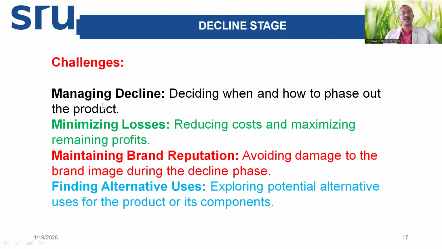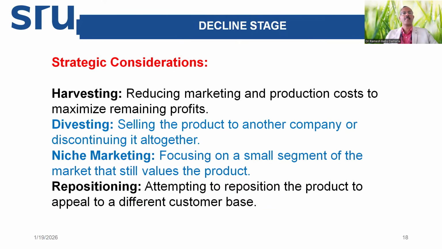Like managing the decline stage. Now the company needs to think about bringing a new variant, a new product to the market. Minimizing the losses, maintaining the profits, maintaining brand reputation, finding alternative uses, like exploring potential alternative uses for this product or its components, can be thought of. The strategic considerations can be harvesting, reducing the marketing and production costs at this stage, divesting, niche marketing, repositioning. This can help in this stage.